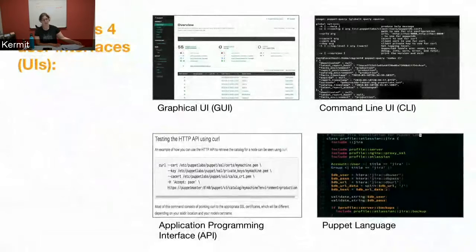So we consider Puppet to have 4 user interfaces. There's the obvious one. If you have Puppet Enterprise, there's the PE console, and that's a graphical UI or a GUI, which is probably the term you've heard a lot of. We also have the command line interface, the CLI, the application programming interface, or API, and then the Puppet language itself. And all 4 of these things are different user interfaces and different user experiences.